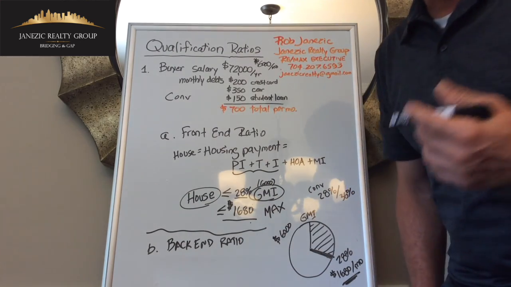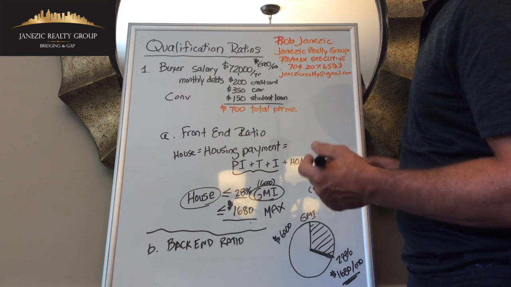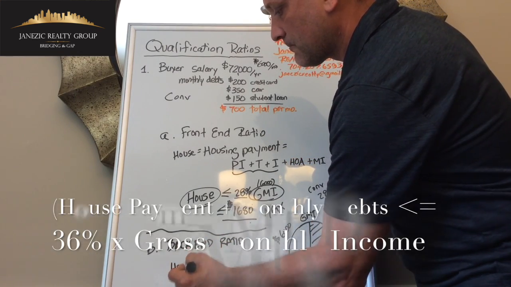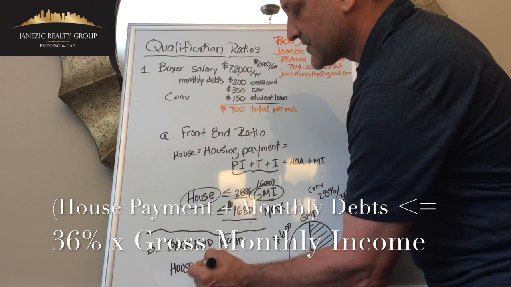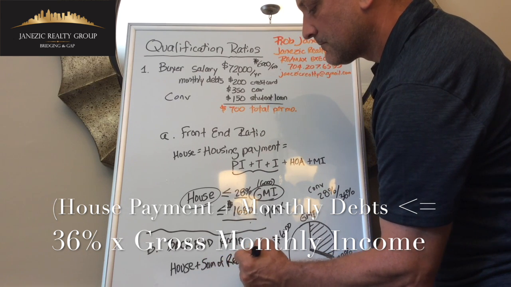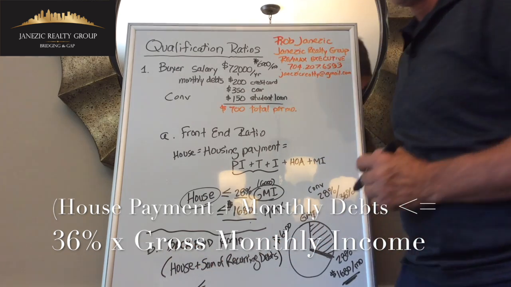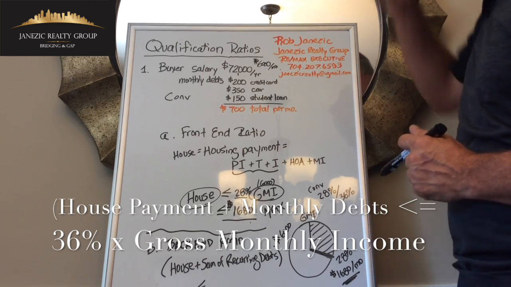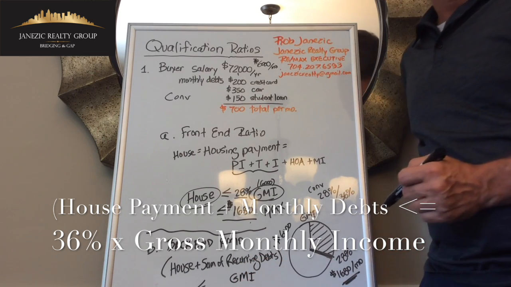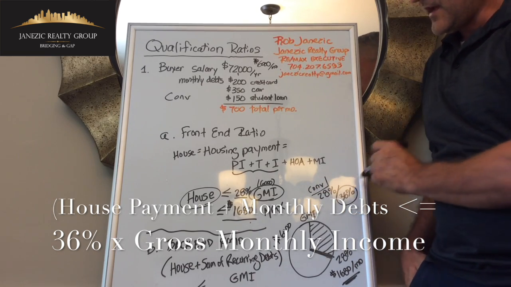For instance, let me write the formula down for the back end ratio. My house payment plus the sum of recurring debts needs to stay less than or equal to some percentage of gross monthly income. In this case, we already mentioned that for conventional loans, that is 36%.